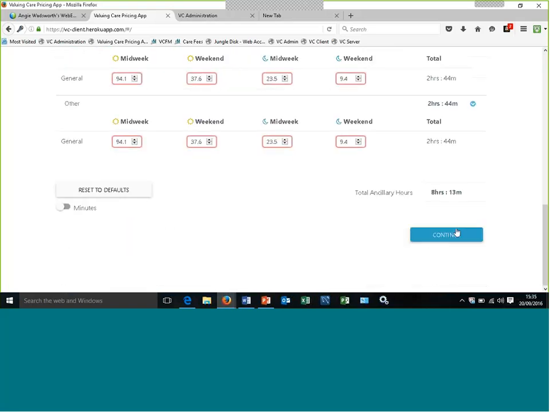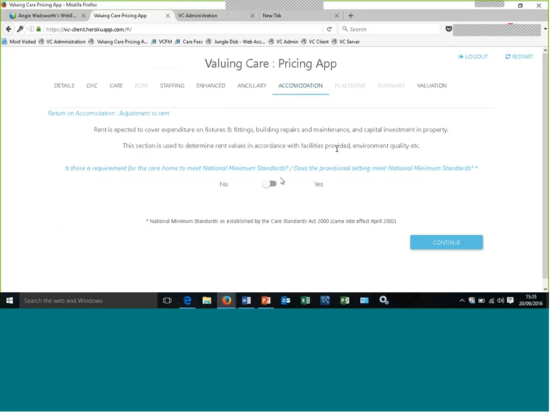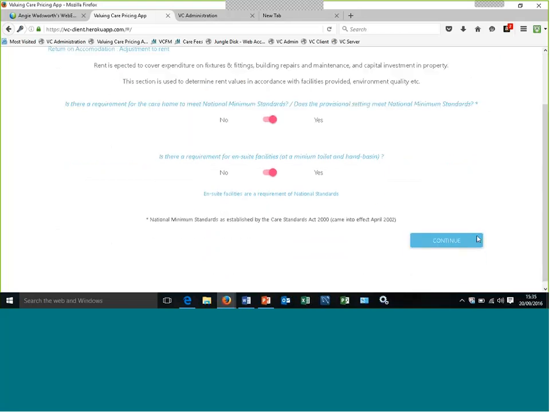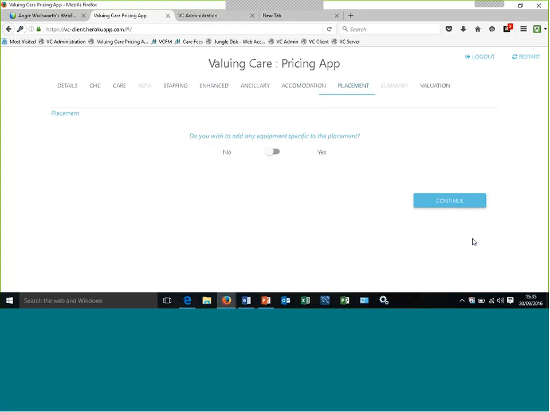And then I'm going to continue. And again, as we said before, I actually know that Sandy won't thrive unless he's in a good quality environment and definitely needs en-suite facilities. So I'm going to make sure that both of those are selected as yes, and then I'm going to continue.